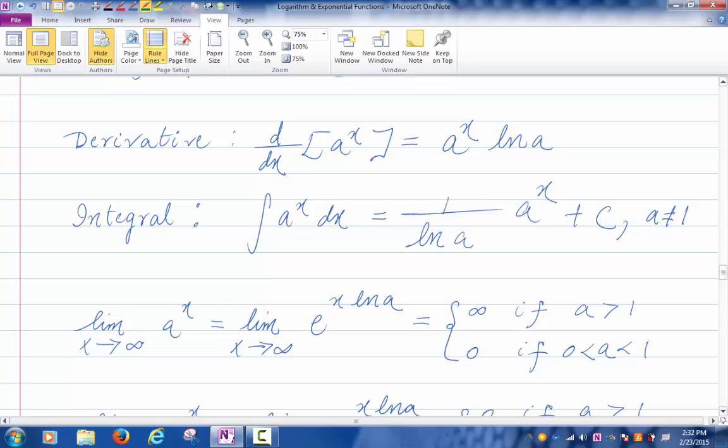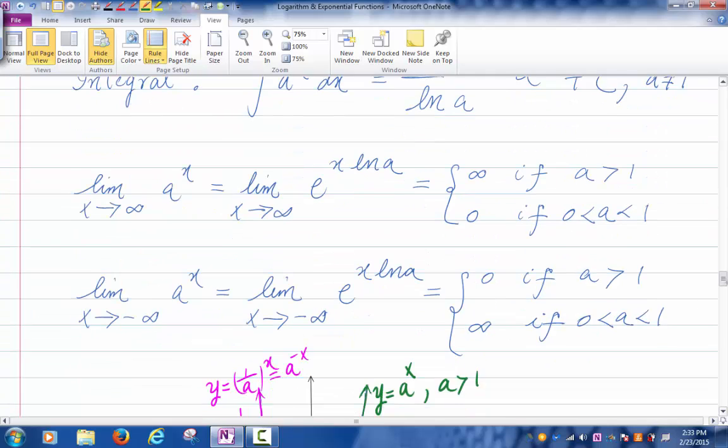Now, what's the integral of a to the x? The integral of a to the x would be 1 over ln of a times a to the x plus c. I think Zach probably said that if you divide both sides of the derivative formula by ln of a, you end up with the integral formula. So you get 1 over ln of a times a to the x plus c.